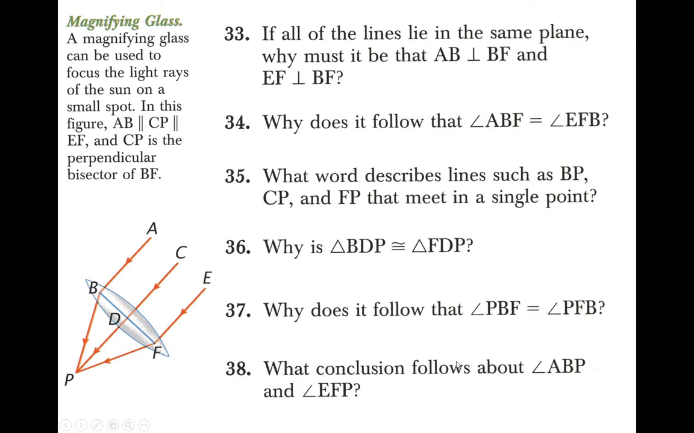Why are the angles equal? And then what can you say about angle ABP and EFP? Remember, we just made those two triangles congruent, and we know that those are perpendicular.